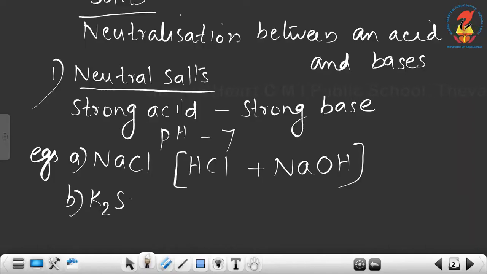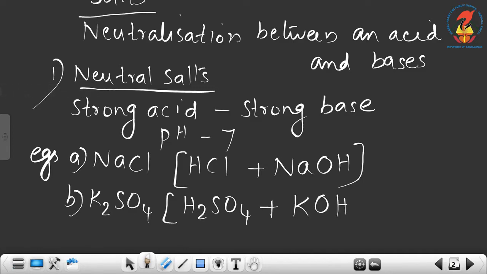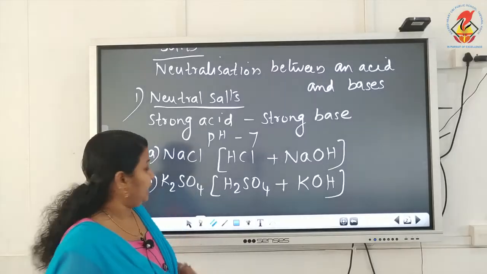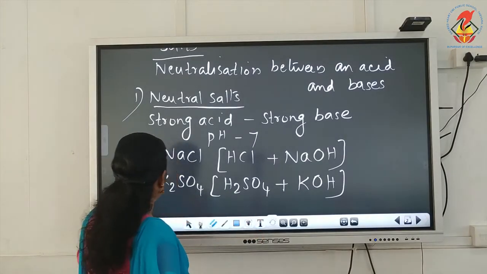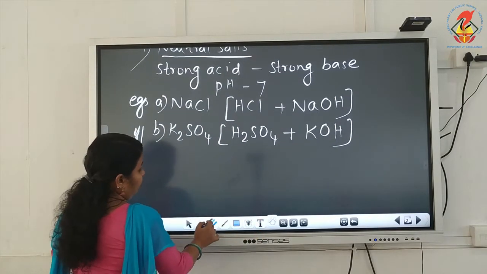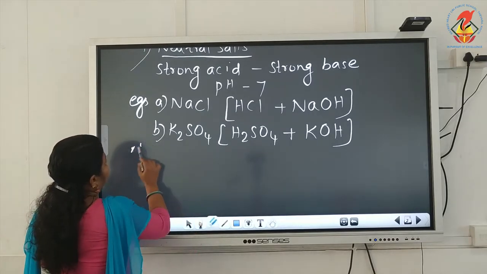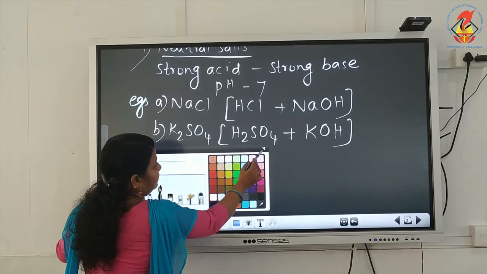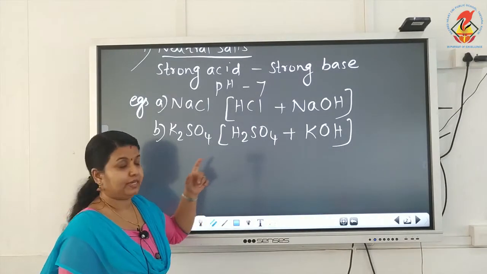Now, another example is K2SO4. Sulfate is the salt of which acid? Sulfuric acid. Sulfate is the salt of sulfuric acid. Actually, sulfuric acid is the strongest acid. Then the base here, the metallic part, is potassium. Add hydroxide to that, you get potassium hydroxide. Both are strong: strong acid, strong base. So, the salt formed is neutral in nature.